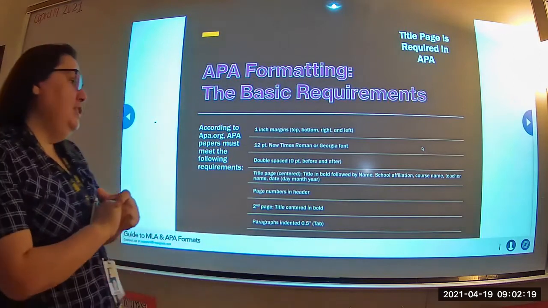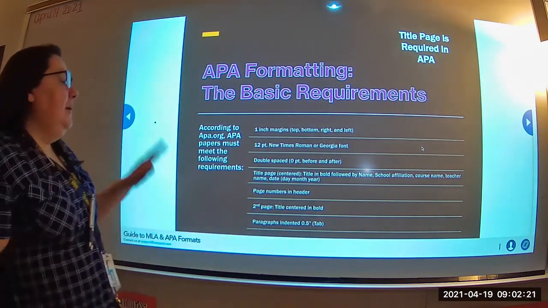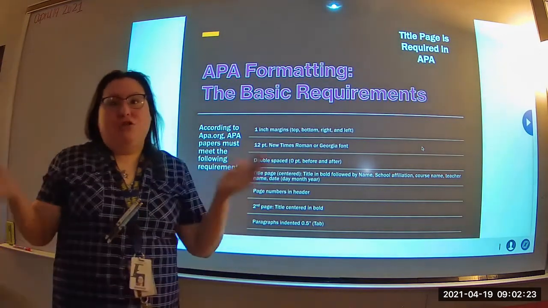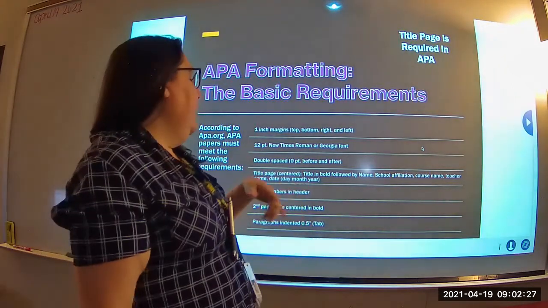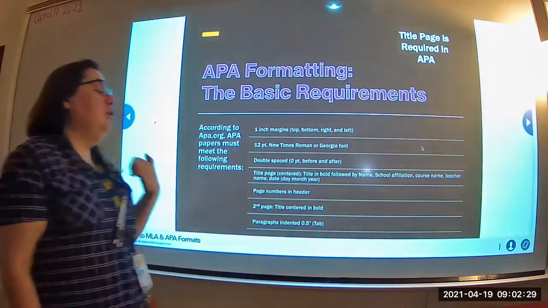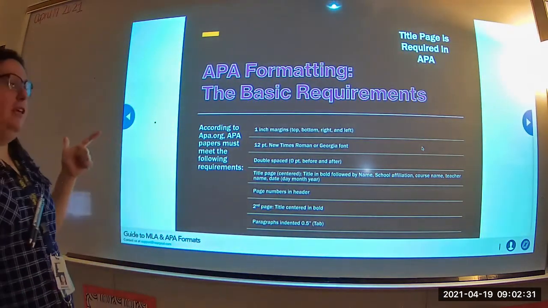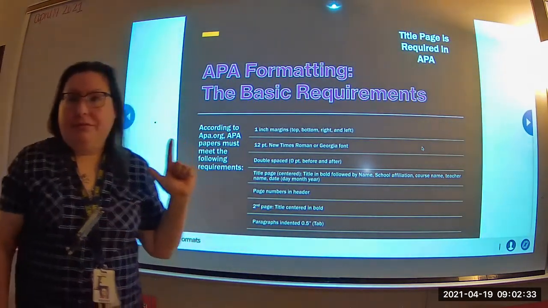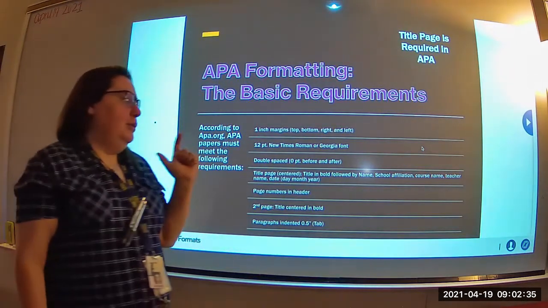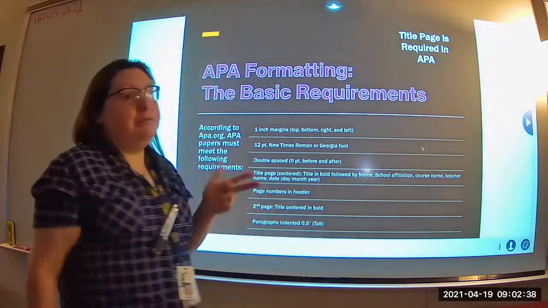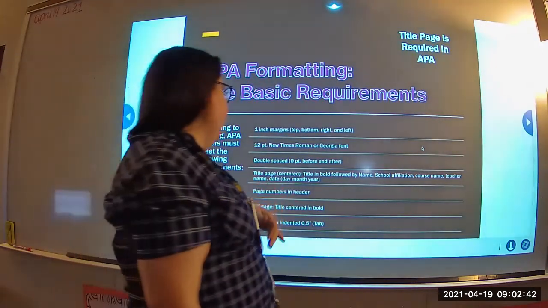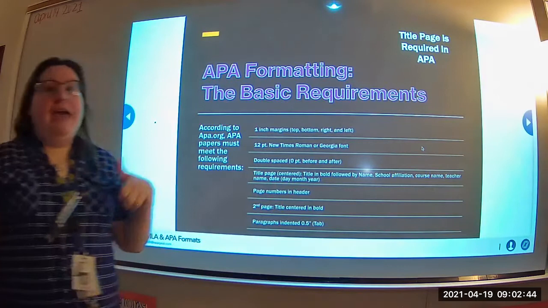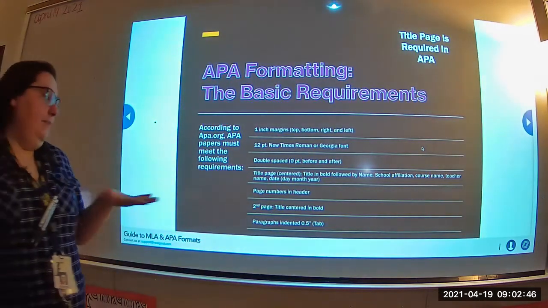The title page is a little tricky because there are actual numbers of spaces you're supposed to put between each one, but it's going to be centered. And the title this time is in bold, followed by your name, your school affiliation. What does that mean? What school you go to? Okay, the course name, and sometimes I'll ask you for the course number as well, the teacher's name and the date. You're gonna put just the page number in the header, no last name.